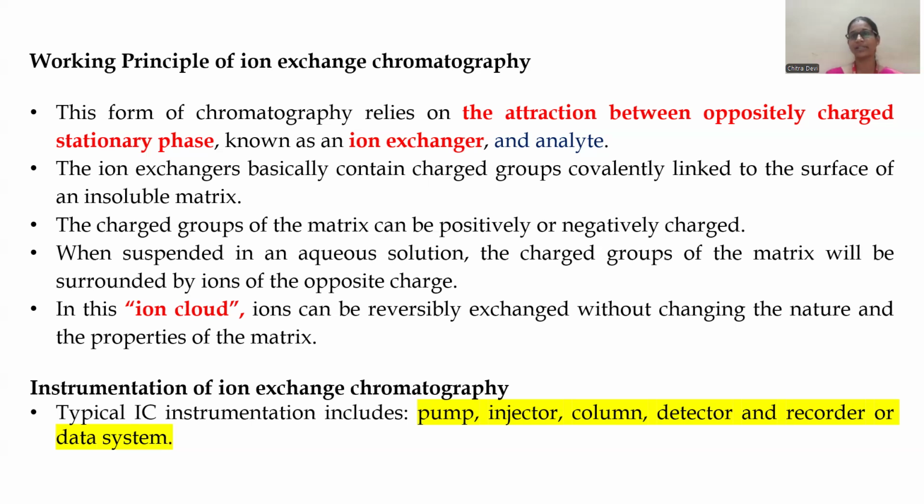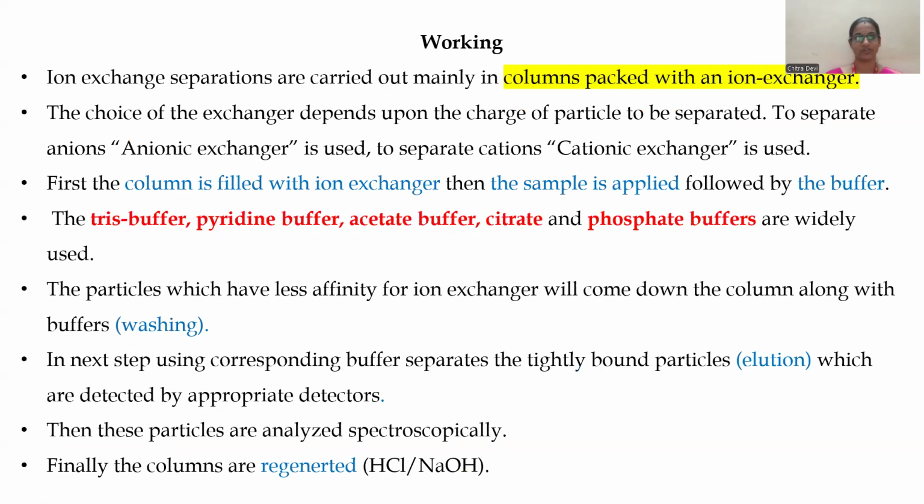Then the instrumentation part. What are the main components in a basic ion exchange chromatography setup? We'll see. It contains a pump. The pump delivers the mobile phase, which is a buffer, at a specific flow. An injector is needed for sample injection, so we inject a very small volume of sample. A column is used for packing the stationary phase. The detector is used to find out which compound is eluting. Then the recorder and data system. These are all the instrumentation setup of ion exchange chromatography.